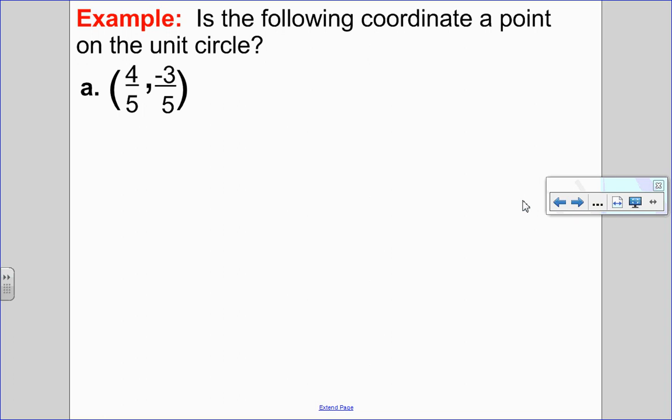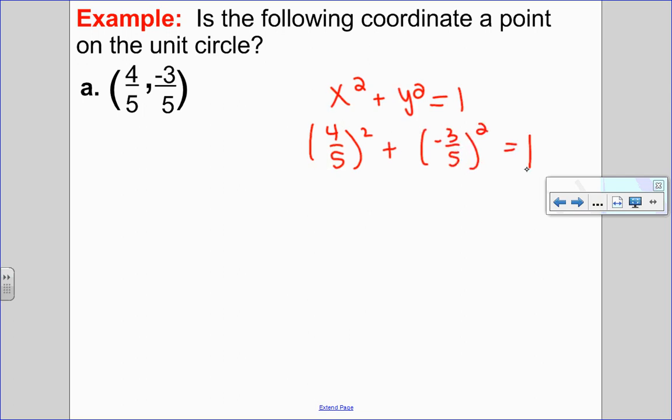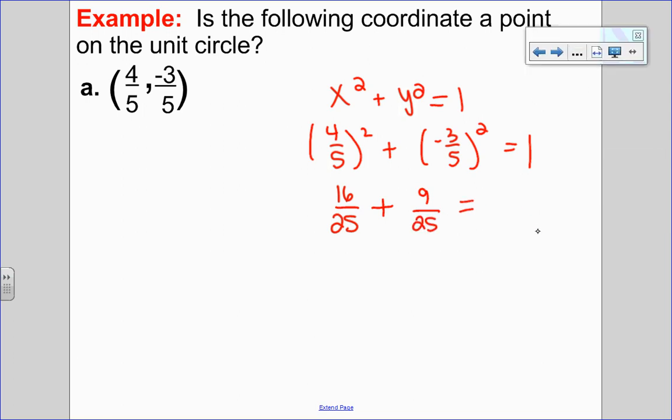Is this following coordinate on the unit circle? If it is on the unit circle, it will satisfy the equation x^2 + y^2 = 1. So plugging in x and plugging in y, using brackets for my substitution, I'm just going to work this out. So (4/5)^2, well, 4 squared is 16 over 5 squared is 25, plus (-3/5)^2, that means -3 times -3, which is actually +9, which is why my brackets are important, and then 5 squared is 25. So I want that to equal 1.